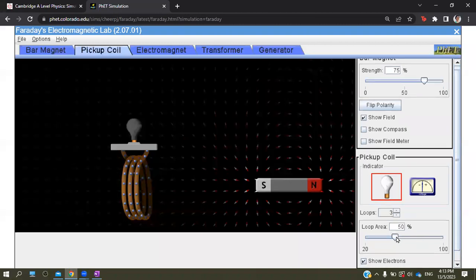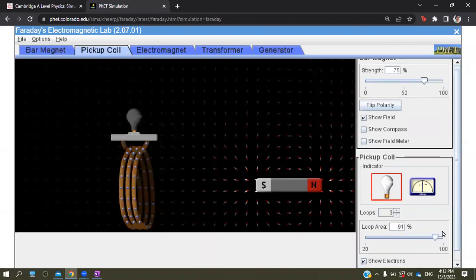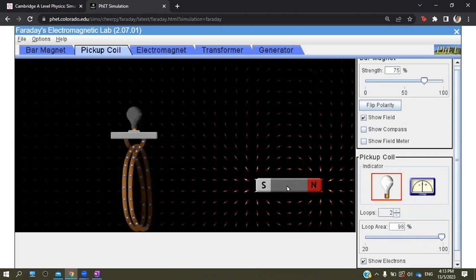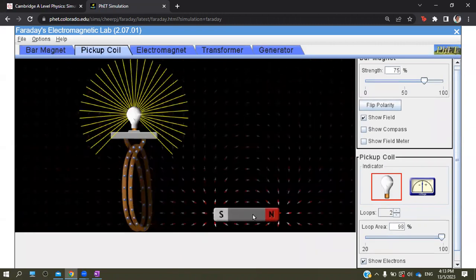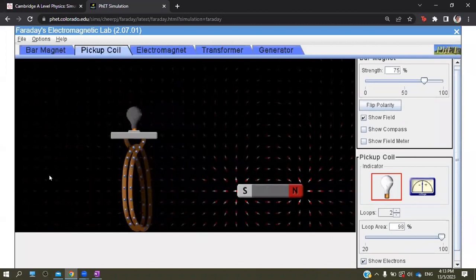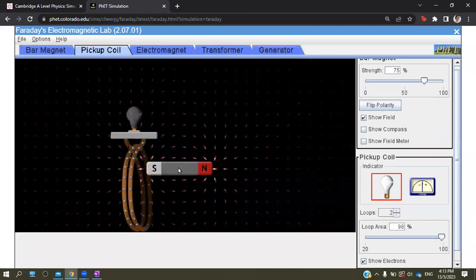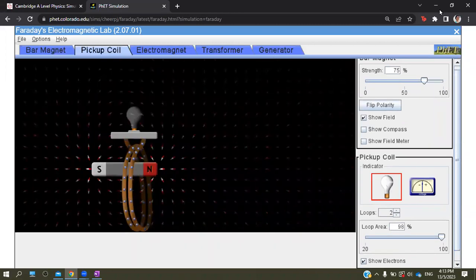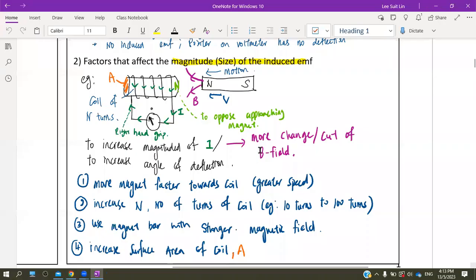Example, this one, I can make the coil larger. Okay, so let's say I make the coil larger. Okay, I go back to 2. You can even see that this is so much brighter just by making the coil larger. The reason why you cannot always see it is because of the lag. The computer is running, but you get the idea.